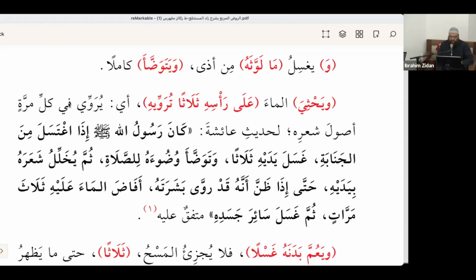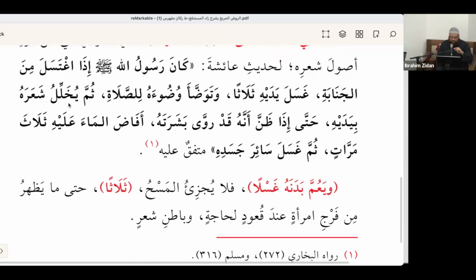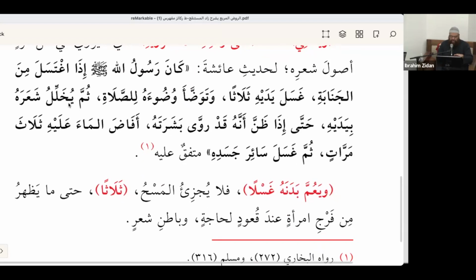لحديث عائشة, because of the hadith of عائشة رضي الله عنها. كان رسول الله صلى الله عليه وسلم, the Prophet صلى الله عليه وسلم, كان إذا اغتسل من الجنابة, whenever he would make ghusl from الجنابة, غسل يديه ثلاثا, he washed his hands 3 times, وتوضأ وضوءه للصلاة, then he made wudu of the salah. ثم يخلل شعره بيديه. يخلل, we talked about the تخليل before, means he put his hand in his hair to reach the skull or the bottom of the hair, بيديه, with his hands. He did not mention 3 times.